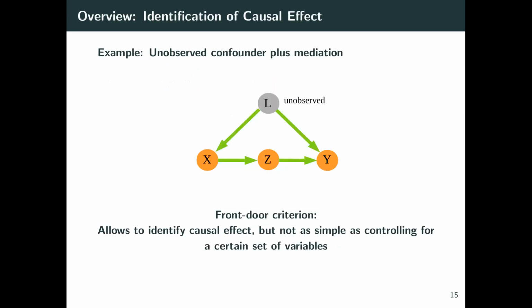As a little outlook on this topic, if you have unobserved confounders and mediation here, and Z is not caused by L, you cannot apply this backdoor criterion because there's no set that blocks all non-causal paths, because L is unobserved. But there's the frontdoor criterion, and you can read more about this in Pearl, but just suffice to say that there's more than the backdoor criterion.